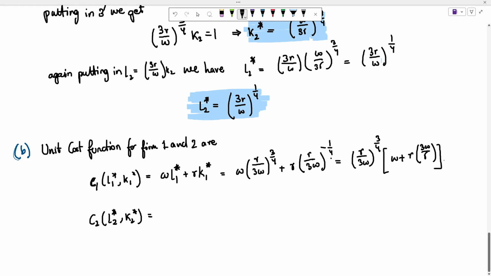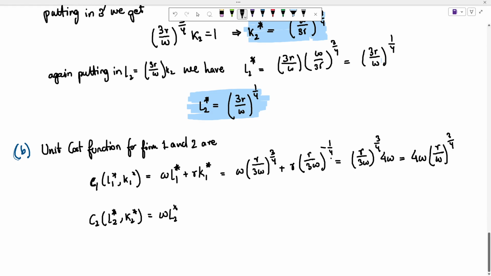I'm doing this because I do not have space here, I do not want to make this longer. So this is all just calculations, and r are going to cancel out, and we are going to be left with omega plus 3 omega, so just 4 omega, right? So just directly write that. So we are going to have 4 omega times r by omega to the power 3 by 4. This is the cost function of firm 1.